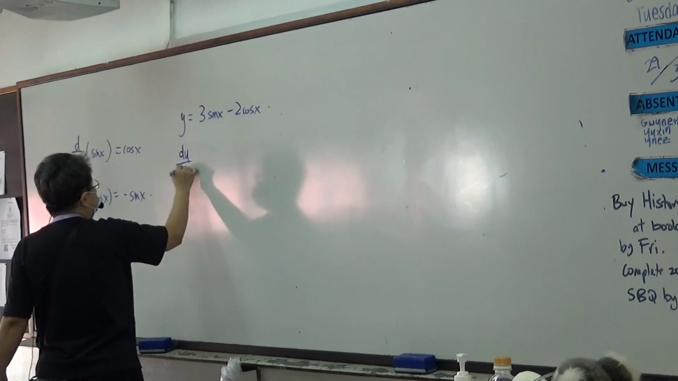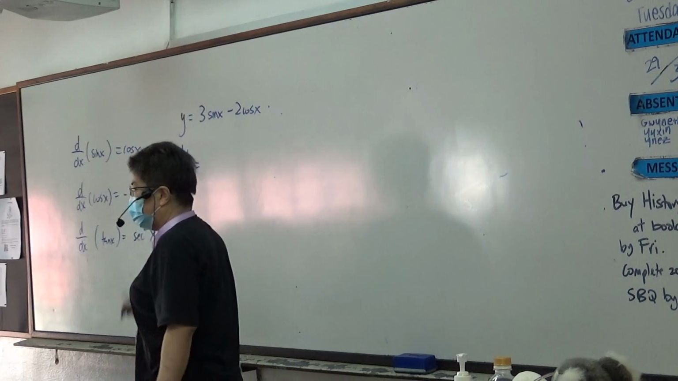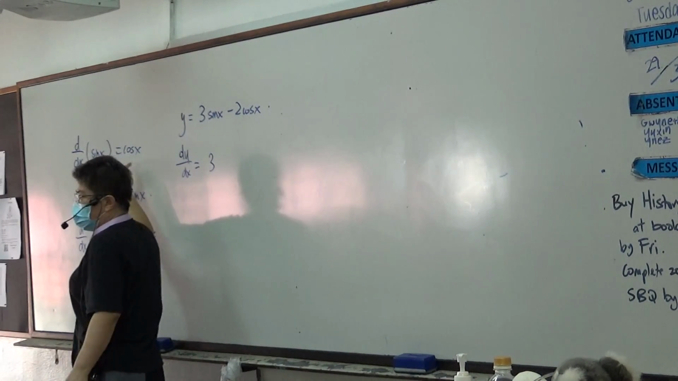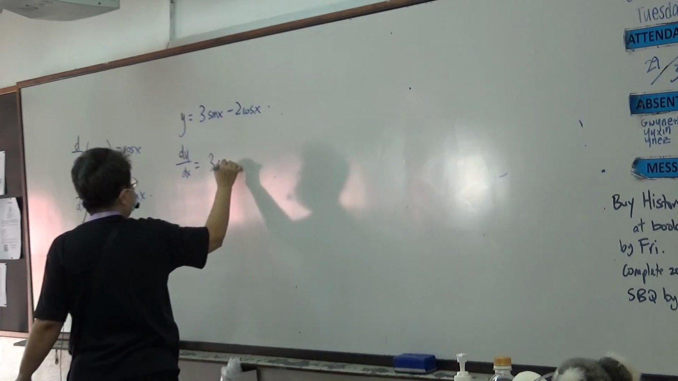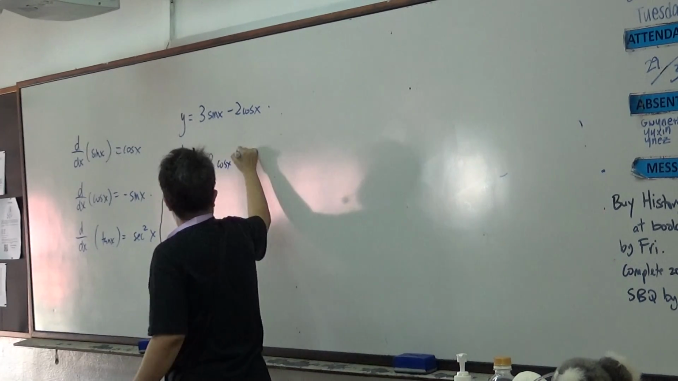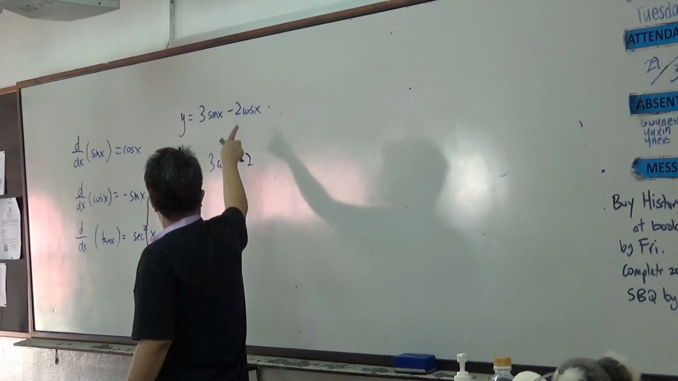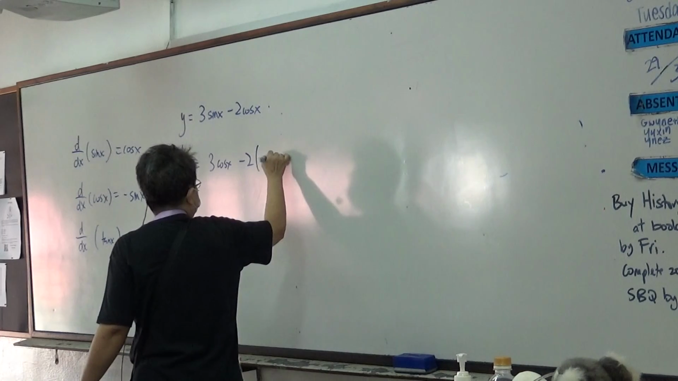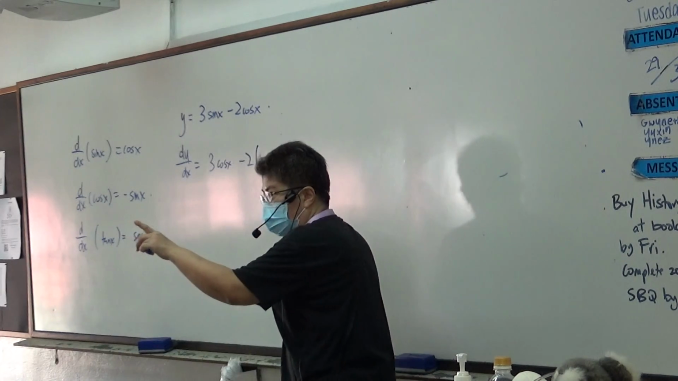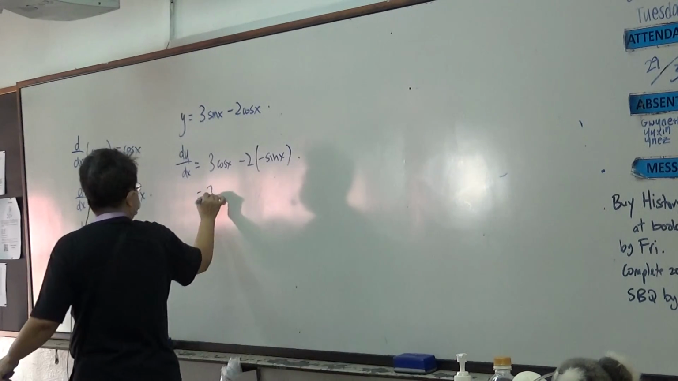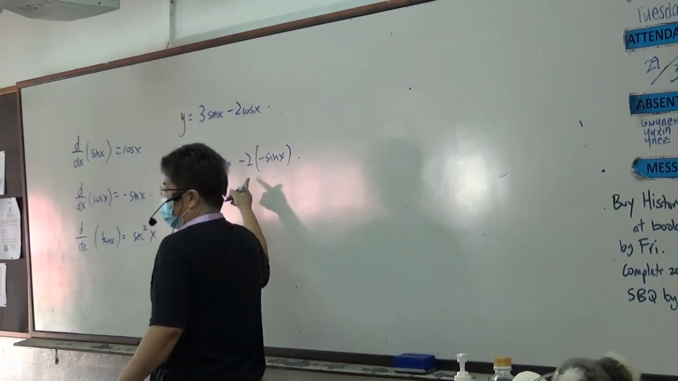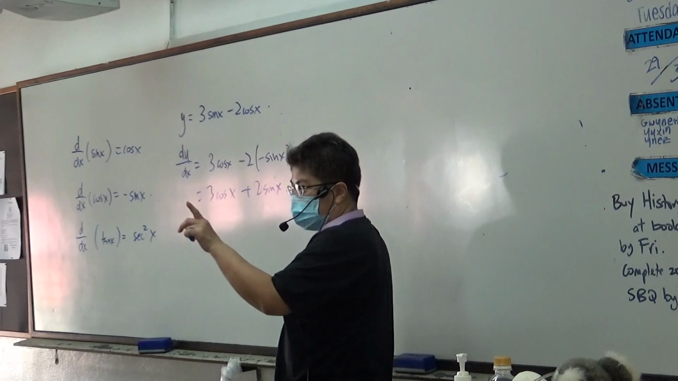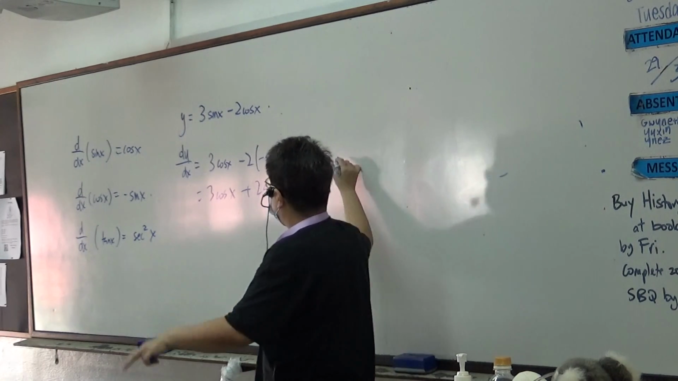I'll have dy/dx. 3 remains. Sin x, when I differentiate, becomes cos x. Understand? Follow, put negative 2. Cos x, when I differentiate, becomes negative sin x. Must remember. So this will give me 3 cos x plus 2 sin x. Some of these people in this class like to write this.